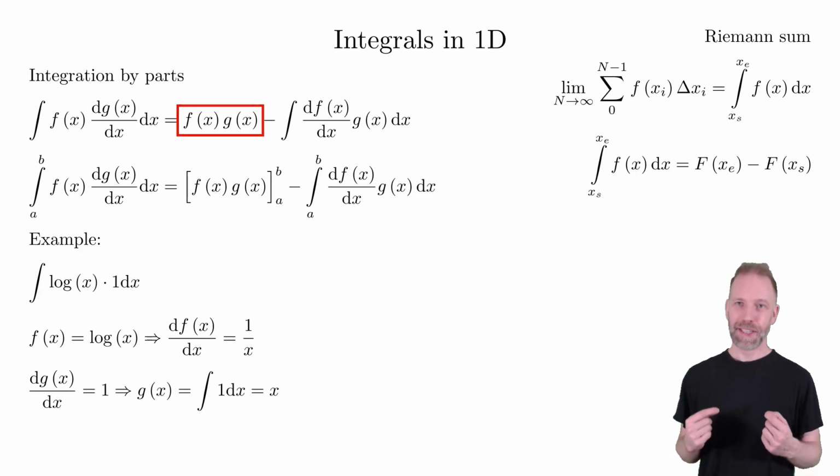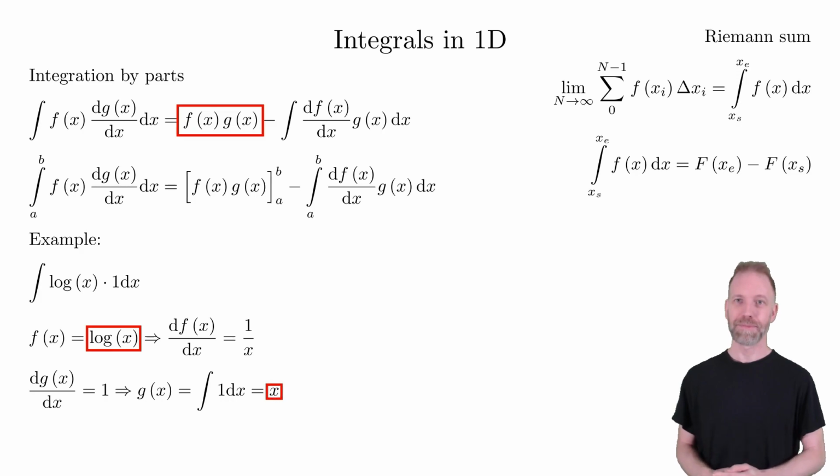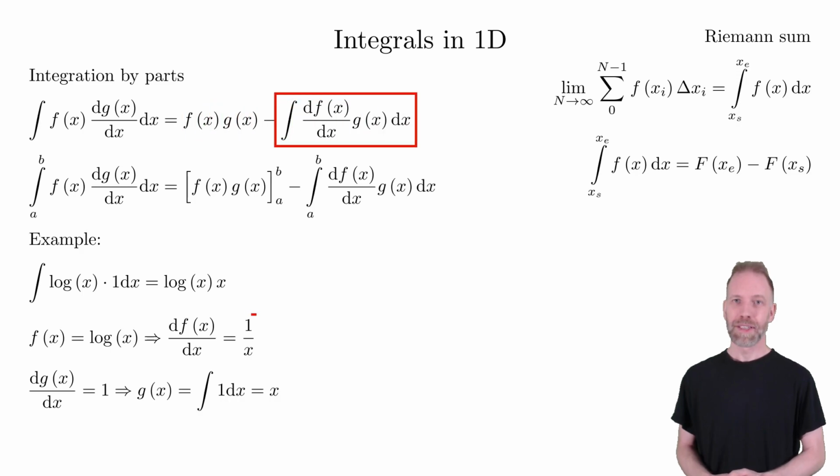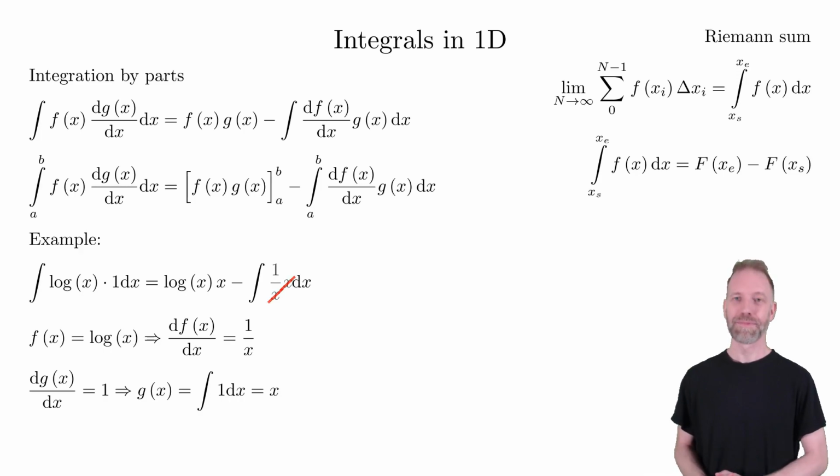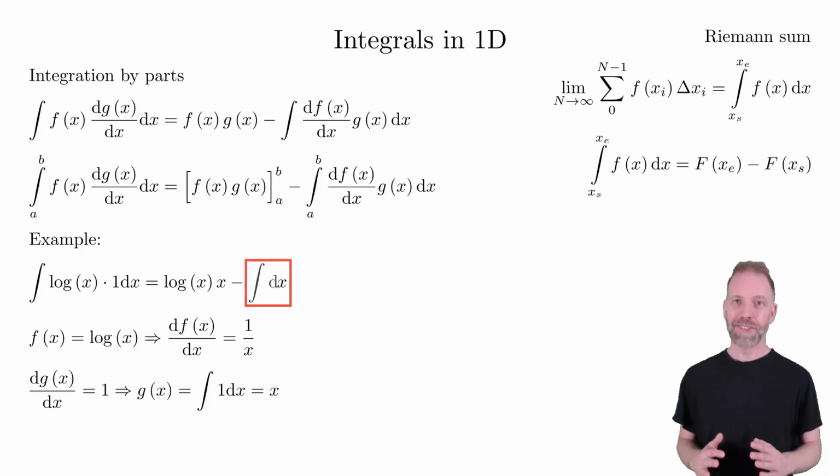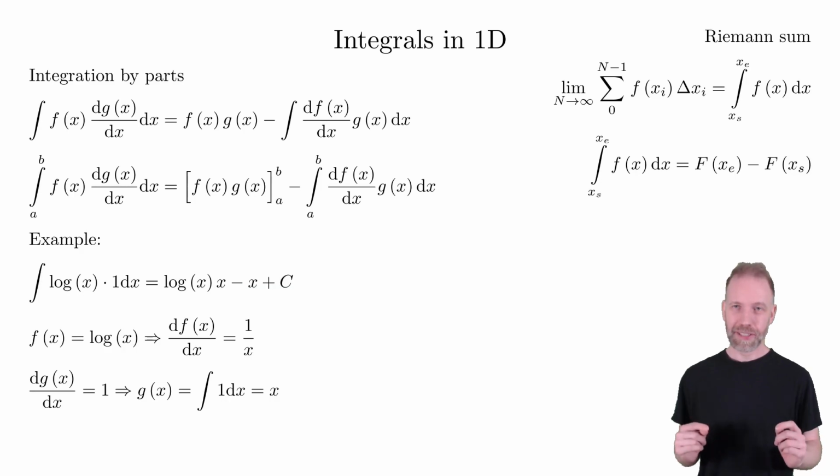F of x times g of x is log x times x. The integral is the integral of 1 over x times x dx. Cancel the x. The integral of dx is x. Now at the final stage, we add the integration constant. This is the primitive function of log x.